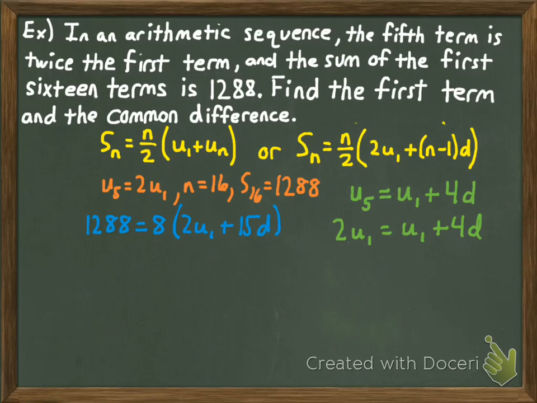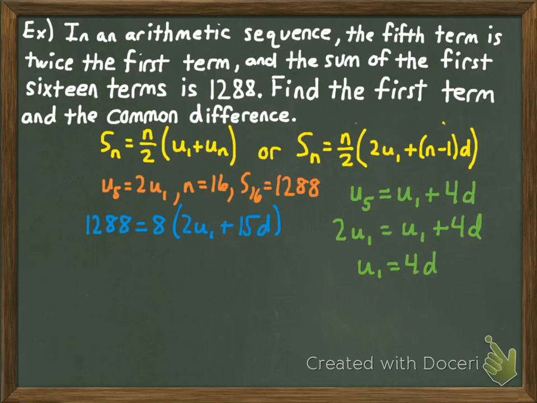And then if I subtract u sub 1 from both sides, then 2u sub 1 minus u sub 1 is u sub 1. We get u sub 1 is equal to 4 common differences. I know what the common difference is in relation to u sub 1. Actually, kind of the other way around. How will I use that? Well, I can now substitute 4d in place of u sub 1 into the formula that we were using earlier. I'm going to make that substitution.